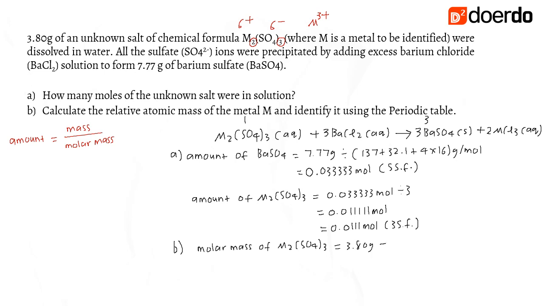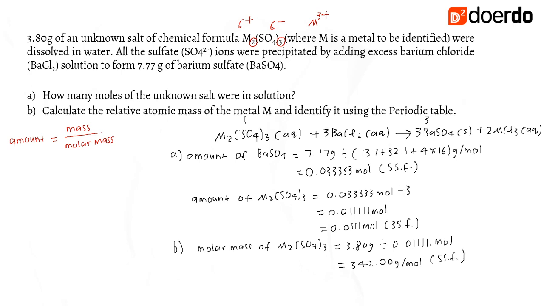we divide the mass 3.80 grams by 0.01111 moles. Tidy this up a bit, and you shall receive an answer of 3.8 divided by 0.011111, 342.000 grams per mole. Once again, your answer should be to 5 SF for intermediate working.